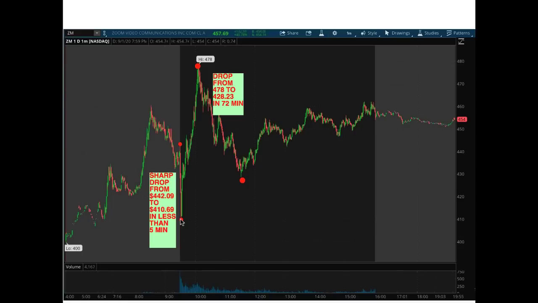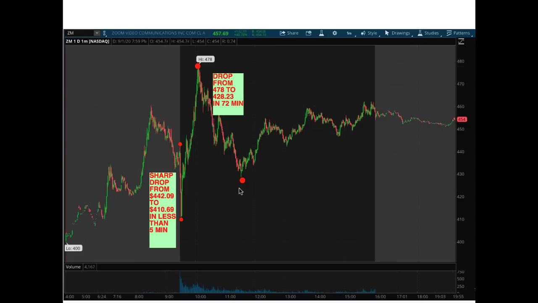Now, the second entry is right here. The bounce. So now it bounces, and you short it right here, from 478 to 428.23, guys. This is a huge move. This is a $50 move. Look at the time frame: within 72 minutes. So in the first trade, you could have been in and out in under 5 minutes, guys. That's all it took right here. And the second trade, you could have been in and out within an hour and 12 minutes, an hour and 20 minutes roughly. So 72 minutes was the time frame of this particular trade.